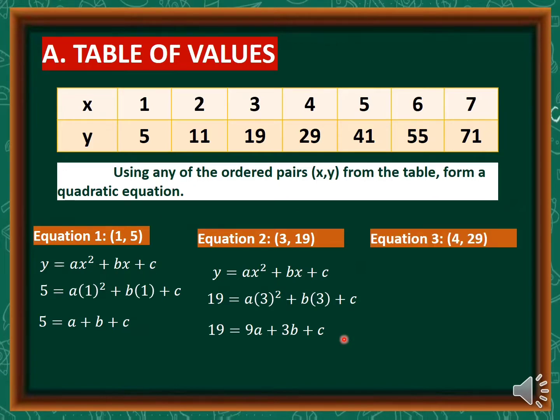Alright, next, equation number 3. In equation number 3, I will use the ordered pair 4, 29. So, ang x natin ay 4 at ang y natin is 29. Substituting the values, we have 29 is equal to a times 4 squared, dahil ang x natin ay 4, plus b times 4 plus c. So, 4 squared, that is 16. So, 16 times a, we have 16a. 4 times b, we have 4b plus c. So, this is our equation number 3.